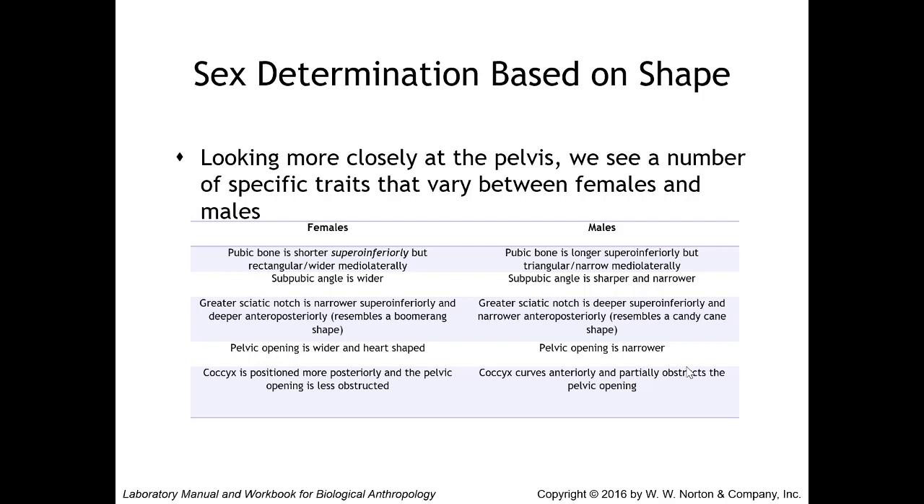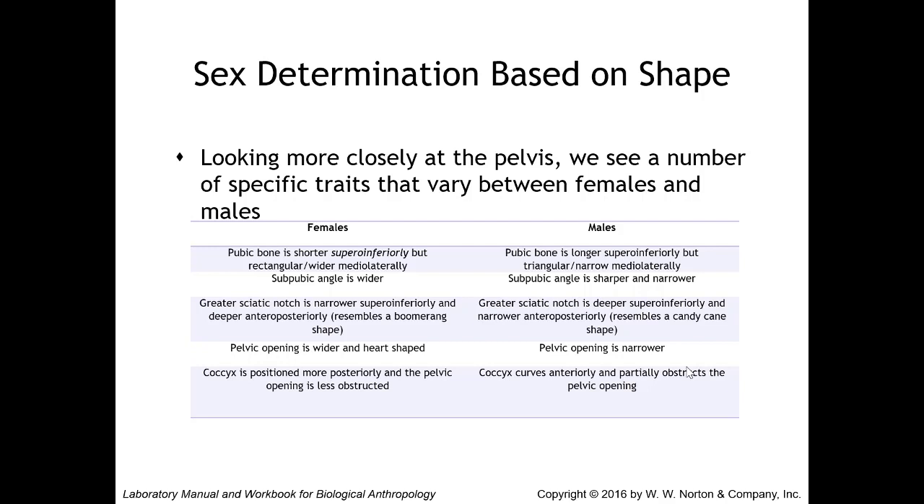Our greater sciatic notch is narrower supero-inferiorly and deeper antero-posteriorly, right? So it resembles a boomerang shape. So antero-posteriorly is from front to back. So in our males, our greater sciatic notch is deeper supero-inferiorly and narrower antero-posteriorly. So it resembles a candy cane shape. So in females, it looks more like a boomerang. In males, a candy cane shape.